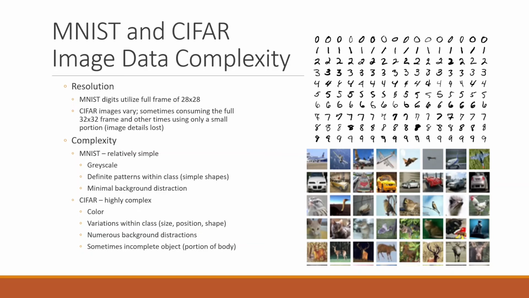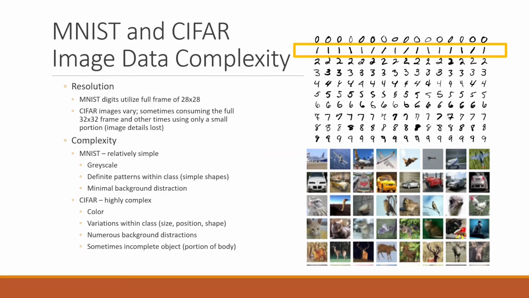I attributed much of the difference in the performance of the models to the complexity of the images. Obviously, the resolution was different. MNIST actually had a lower resolution at 28 by 28 compared to the CFAR dataset at 32 by 32. But even so, the digits in the MNIST dataset were the primary focus of each image. They were in black and white, and there didn't appear to be any background distractions. The model could focus on the aspects of what made a digit a 1 or a 7, for example.